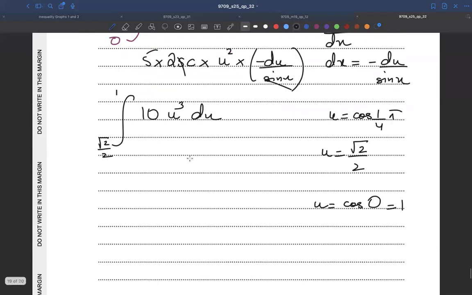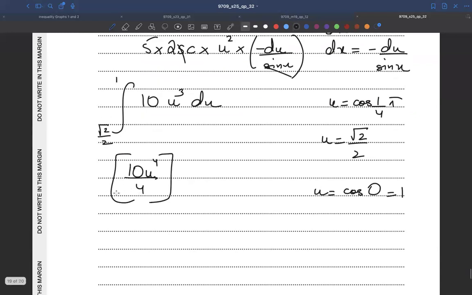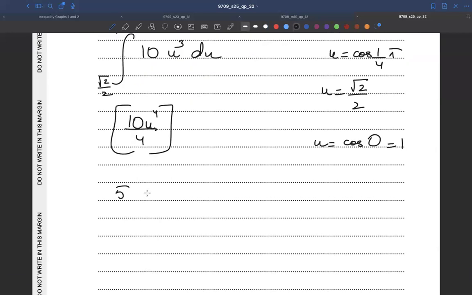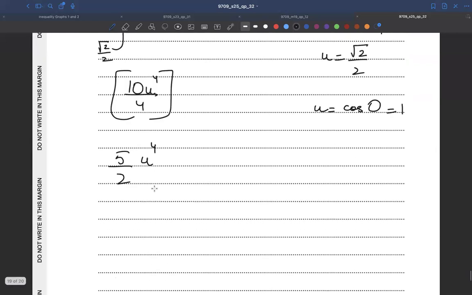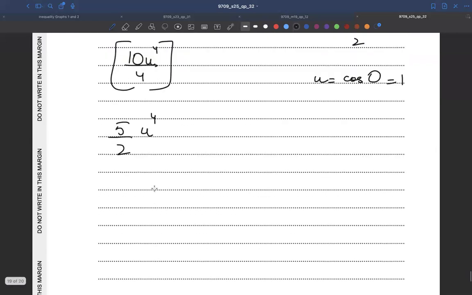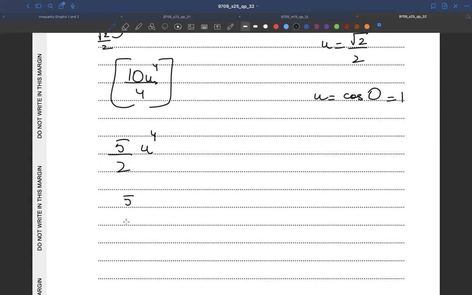Now integrating 10u cubed, we'll get 10u to the power 4 upon 4. 10 upon 4 is 5 upon 2, so we'll get 5 upon 2 u to the power of 4. And we have integrated this. Now we'll plug in the limits. So the first limit is 1. So we'll get 5 upon 2 into 1 minus 5 upon 2 into root 2 upon 2 to the power of 4.